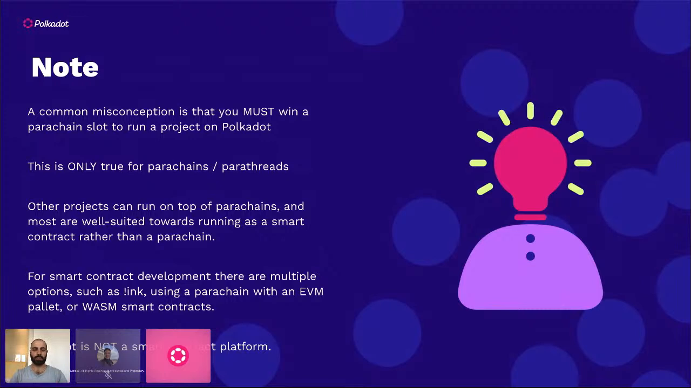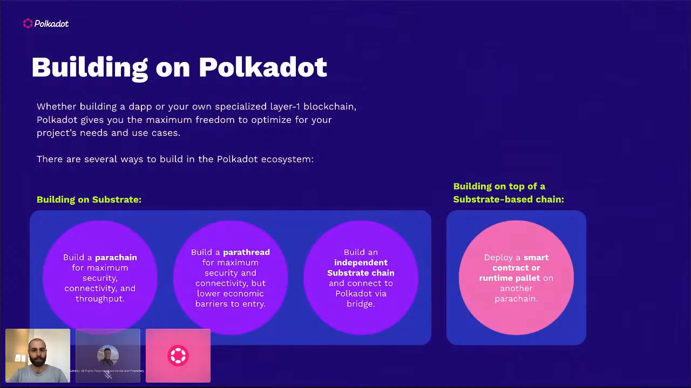So there's multiple ways to interact with the Polkadot ecosystem, especially when it comes to doing smart contract development. However, one thing to remember is that Polkadot is not a smart contract platform. It's more of an economy and ecosystem of blockchains. Okay, so building on Polkadot, this is where it's getting important for you guys. You can do a bunch of different things, especially when you're thinking about how you're going to be building your app at this hackathon.